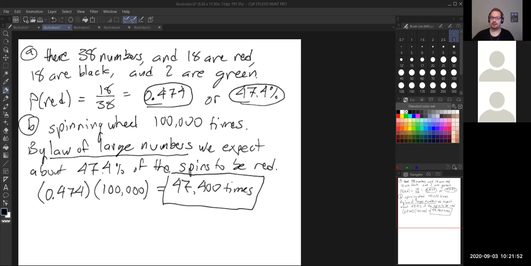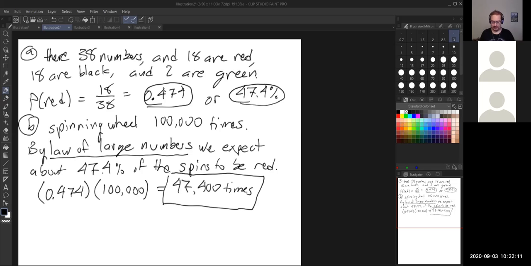spins. Now again, it will almost never be exactly that number. It could be over, it could be under, but it will be close. And as we increase the number of spins, it should get closer and closer to that 47.4%.